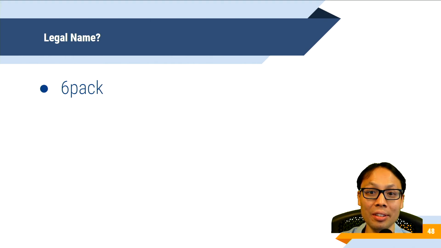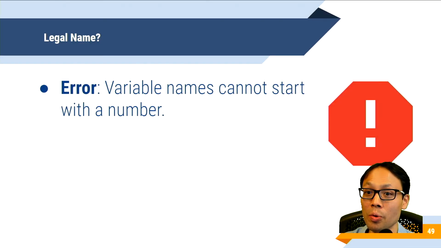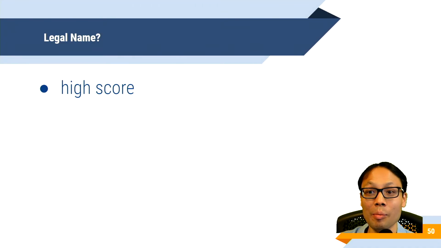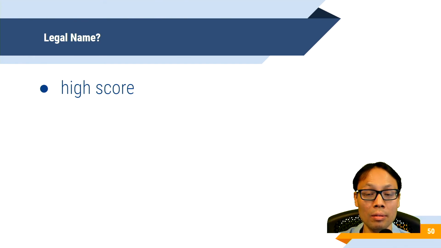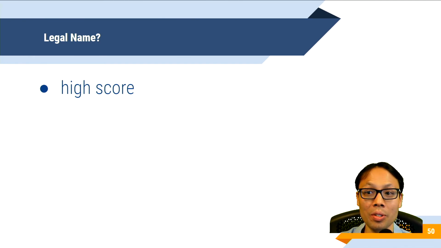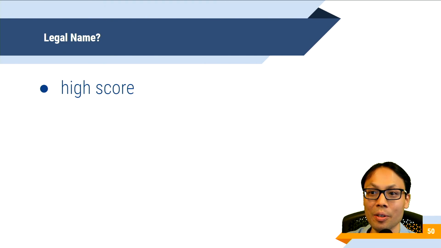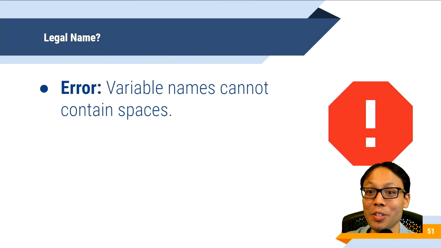Now, how about this? Is 6pack a legal variable name in Python? The answer would be no, because variable names cannot start with a number in Python. Now, how about this? High score. Notice here I purposely put a space there. Is that a legal variable name? The answer there is no, variable names cannot contain spaces.